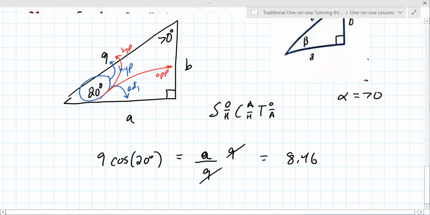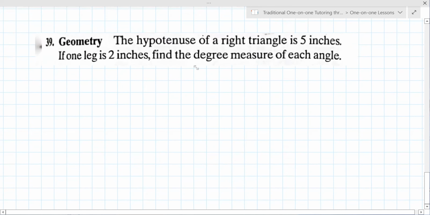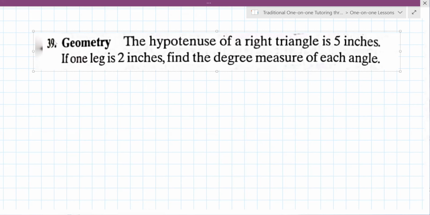Okay. Now there's a bit more to it, but let's get through at least one more problem before I go off into the deep end of what we're doing here. This is sort of a story problem. They're just giving you the information in words here. All right, so here we go. It says the hypotenuse of a right triangle is 5 inches. If one leg is 2 inches, find the degree measure of each angle.